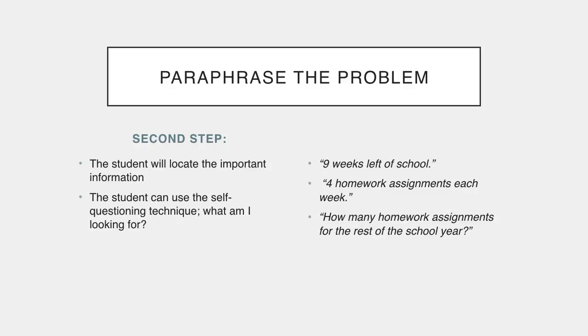The next step is to have the student paraphrase the story problem. This is where the student can use self-questioning skills to determine what the important information is from the text. This portion is completed verbally out loud. I have simply provided the highlights for you to reference at this point.